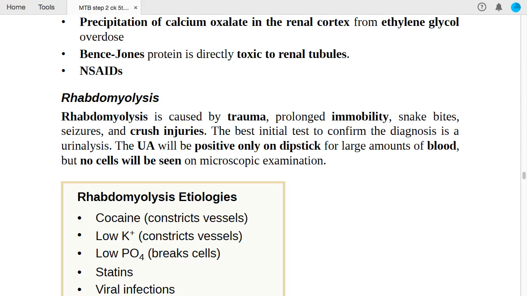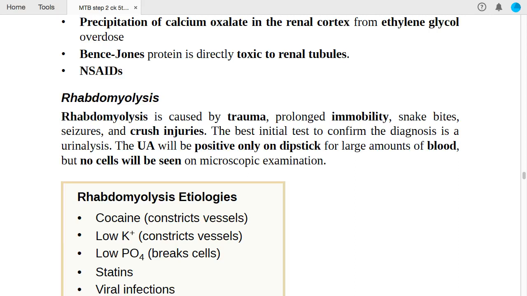So these are all the causes of rhabdomyolysis, in which there is lysis of the skeletal muscle, and that is just because of trauma, prolonged immobility, the snake bite, the seizures, the crush injuries. The best initial test to confirm the diagnosis is urinalysis. We'll go for the urinalysis.